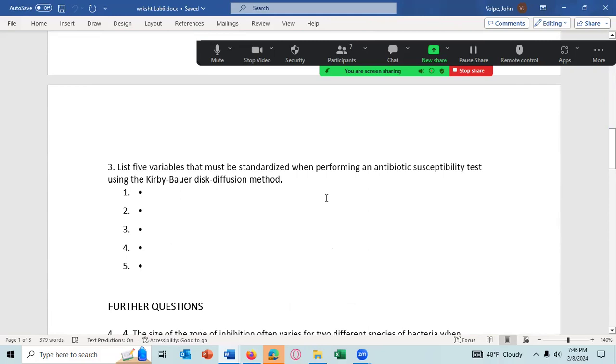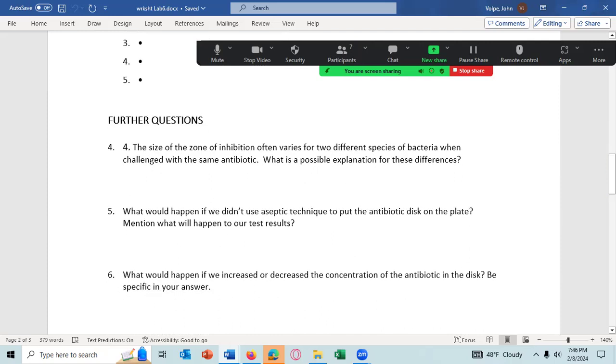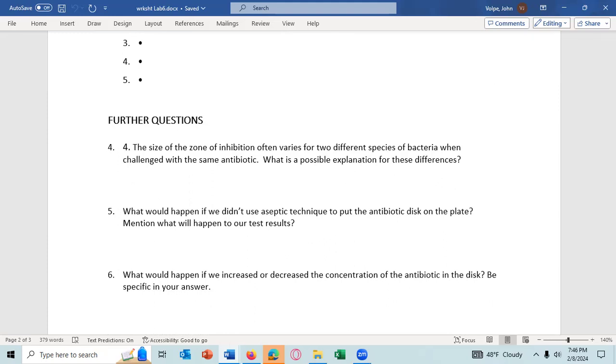All right, 3, list 5 variables that must be standardized when performing an antibiotic susceptibility test using the Kirby-Bauer disc diffusion method. Question 4, the size of the zone of inhibition often varies for 2 different species of bacteria when challenged with the same antibiotic. What is a possible explanation for these differences? 5. What would happen if we didn't use aseptic technique to put the antibiotic disc on the plate? Mention what will happen to our test results.